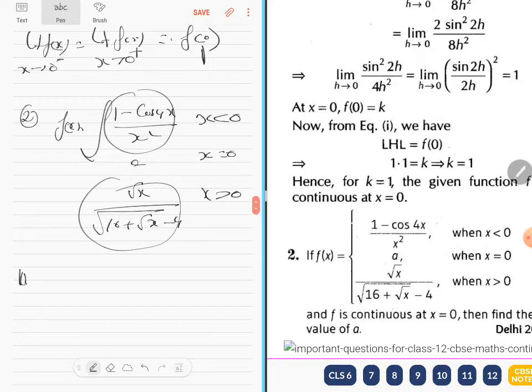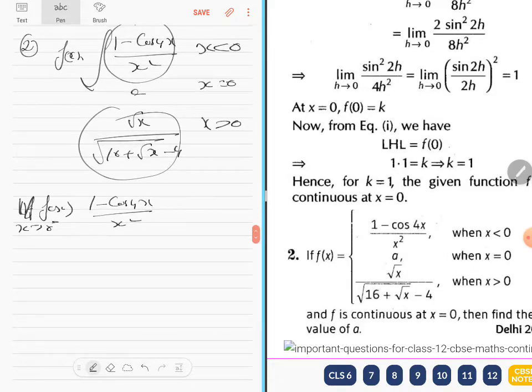In the previous sum, you could apply the same formula for left and right, because there is a general formula when x is not equal to 0. But here you have two different formulas. Limit of f of x extends to 0 from the left. The formula is 1 minus cos 4x by x square. I won't put h and all because I will try to get it in sin theta by theta format, where I don't need h or anything.